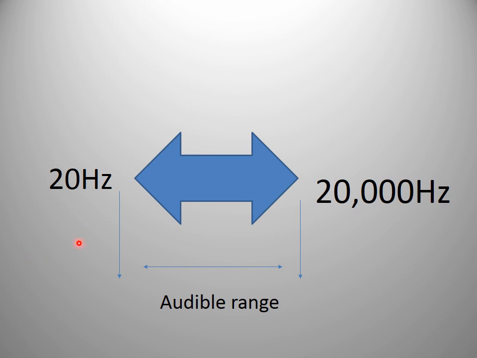So, we can see that in between 20 to 20,000 Hz, it is the audible range. The sounds which comes between this range is called audible sounds. Whereas, sounds that has frequencies less than 20 Hz and greater than 20,000 Hz are not audible to us, so it is called inaudible sounds.